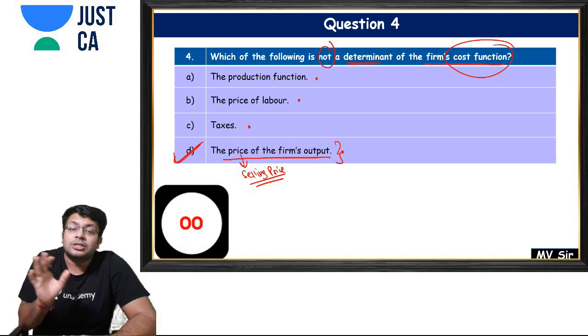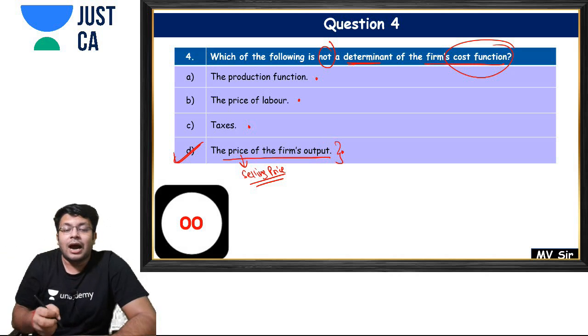The cost function is not dependent on the selling price. Okay. So the answer is, which is not a determinant, option D is not a determinant of cost function.